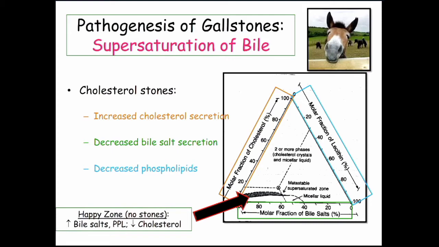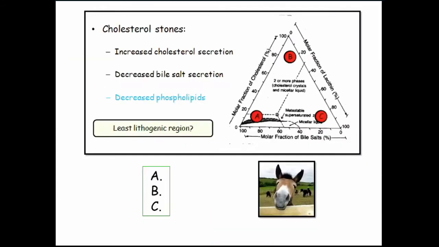So when you're over here with lots of bile, lots of phospholipids, no cholesterol, that's a happy zone, right? No stones there. Be prepared to identify that zone. And look, I'm sticking this in as a question. Remember, you're getting credit for this. A, B, or C, the least lithogenic area. The reason I'm doing this is I really just want to make sure everybody gets this concept. So just everybody put the right answer in, please.